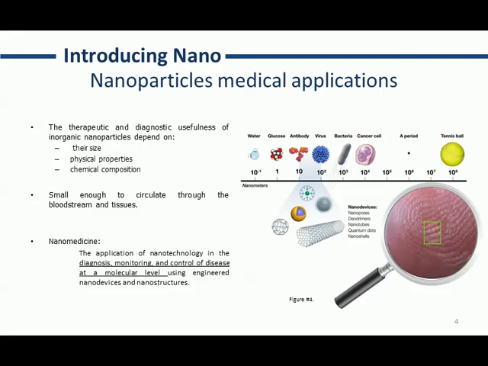Nanomedicine is a term that you can frequently find in different papers, so I thought it was important to put the definition here. Nanomedicine is the application of nanotechnology in the diagnosis, monitoring, and control of diseases at a molecular level using engineered nanodevices and nanostructures.